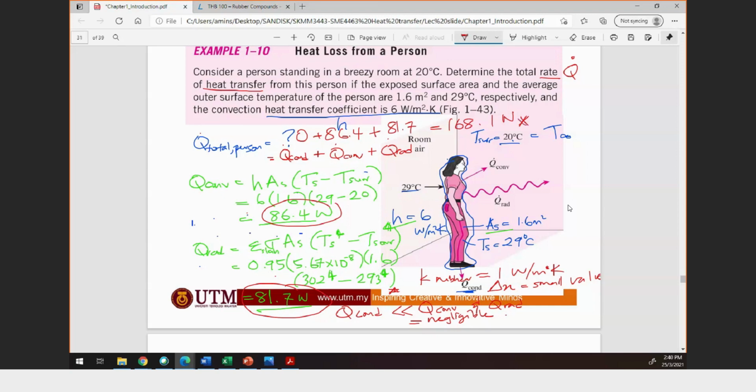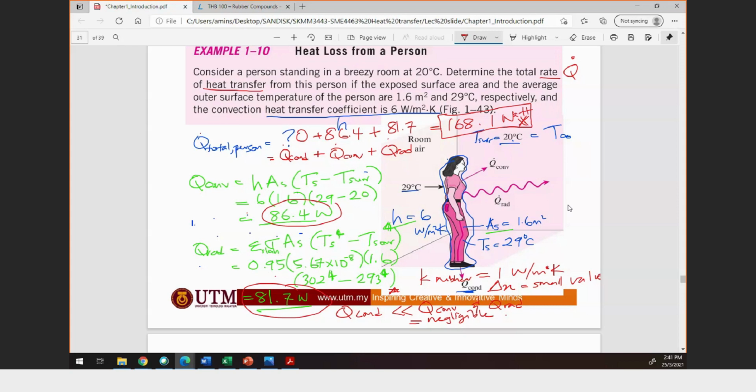So for one person, you are producing 168.1 watt of heat. You can imagine if you have more than one, the value will be double. That's why if we are gathering a number of people in a specific room, you will feel a bit hotter compared to when the number of people in the room is reduced.